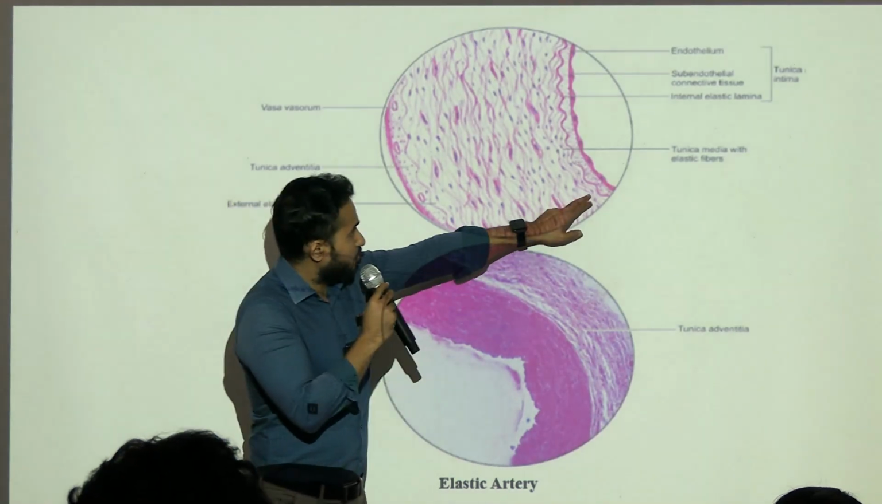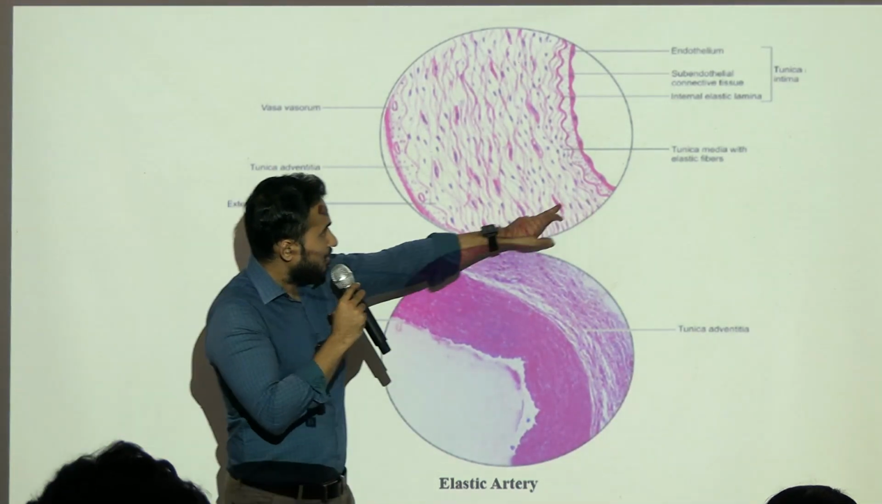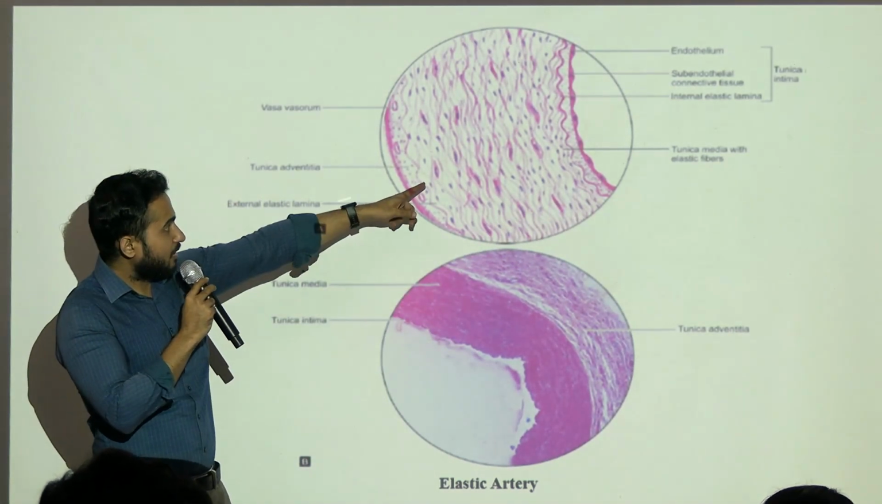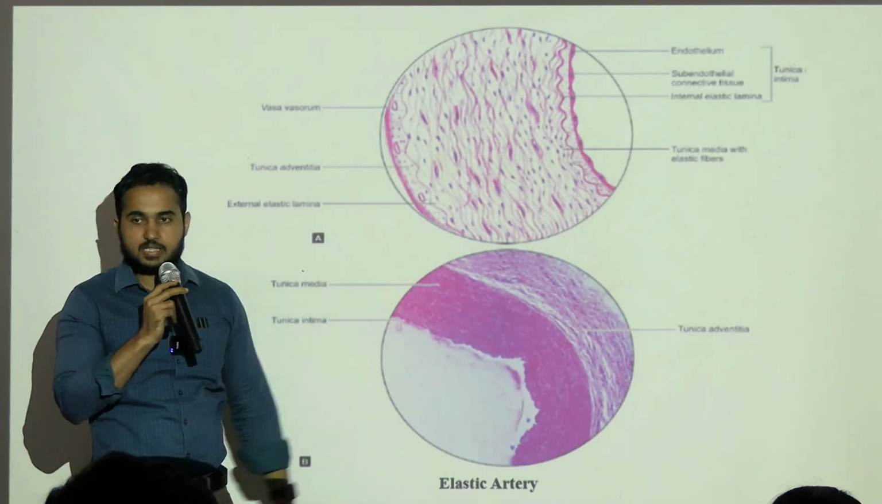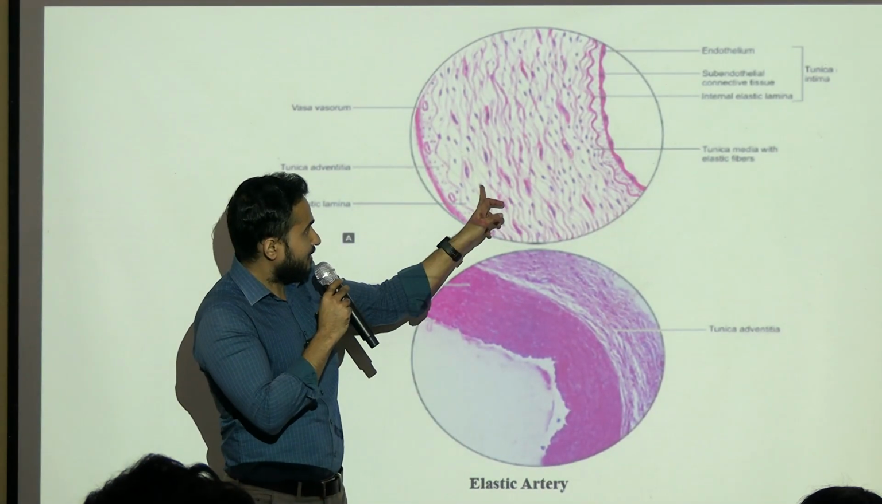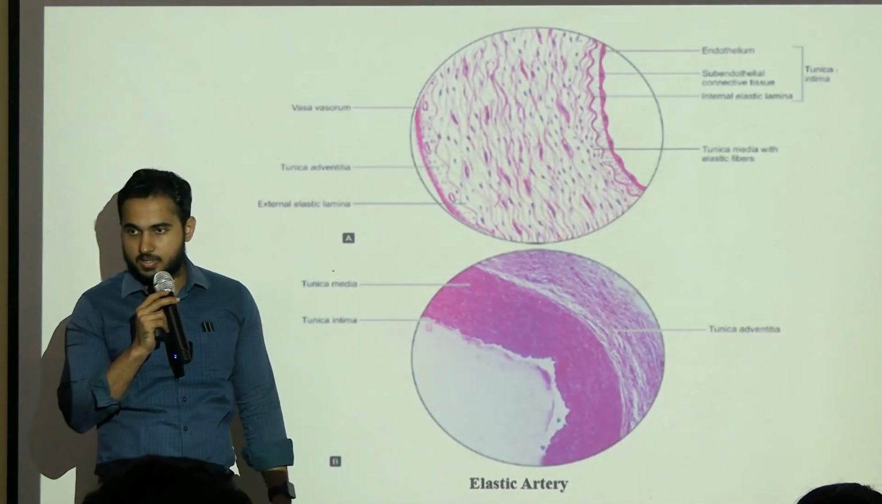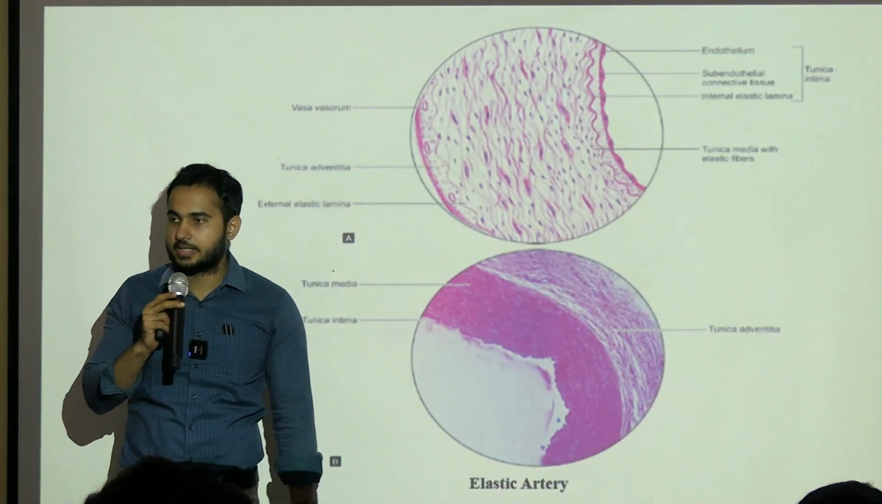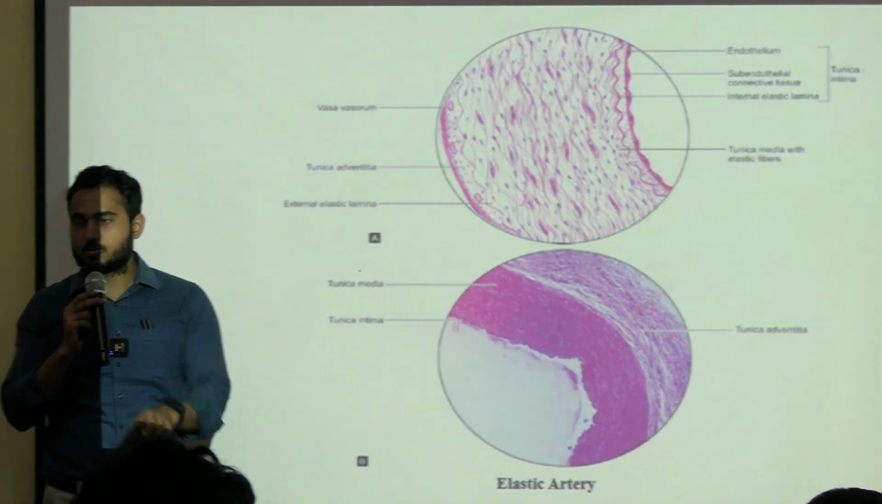After that, this whole layer is the tunica media. So in the tunica media, mostly you can see the elastic fibers. And where you see these violet-colored dots, these are nothing but the smooth muscle fibers. This is how we can differentiate the elastic lamina and the smooth muscle fibers.